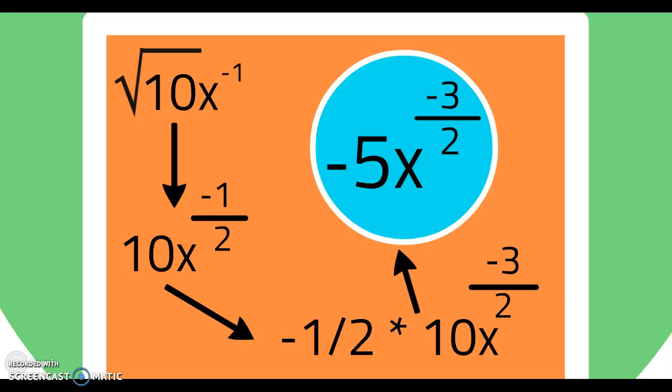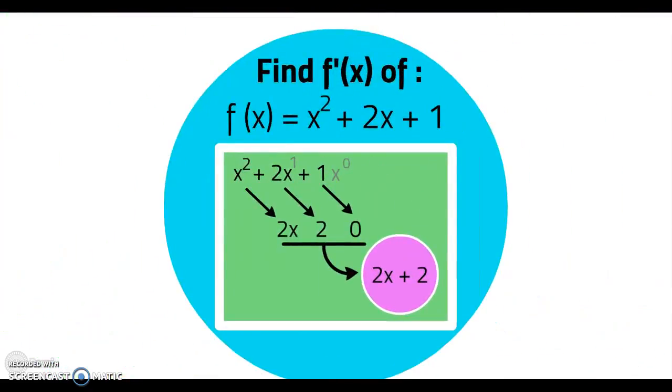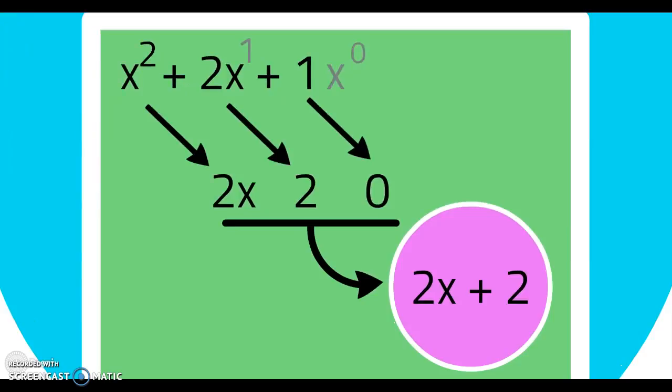Now, let's go over how to find the derivatives of polynomials. In fact, we shall start with an example. In this problem, we are being asked to find the derivative of x squared plus 2x plus 1. Firstly, by following exponential rules, we can rewrite the equation as x squared plus 2x to the power of 1 plus 1x to the power of 0. From here, all that is required is to find the derivative of each term separately and combine them into one function. Here, x squared will turn into 2x to the power of 1, or 2x.